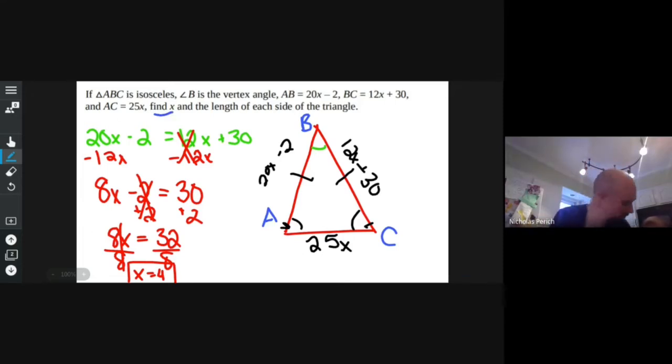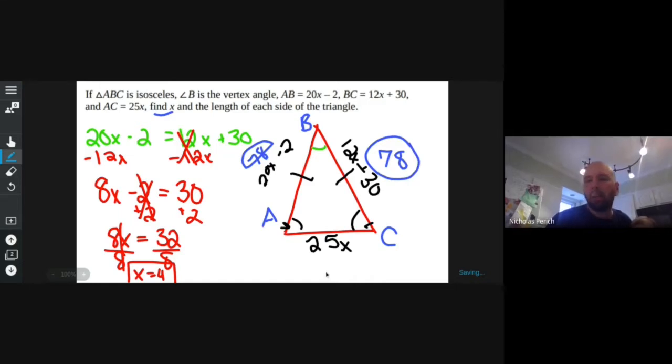Since space is limited and my arms are limited, I'm going to do mental math. x is 4, so 20 times x means 20 times 4, which is 80. 80 minus 2 is 78. So AB is 78 centimeters. That means BC is also 78, but let's just double check. x is 4, so 12 times 4 is 48. 48 plus 30 is also 78. So yeah, I guess I did it right.